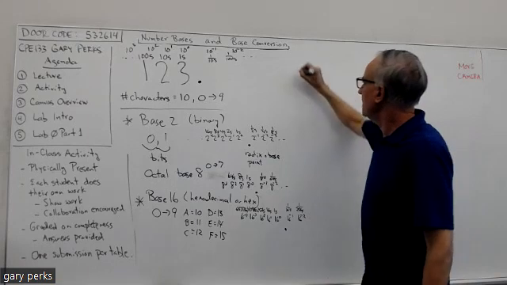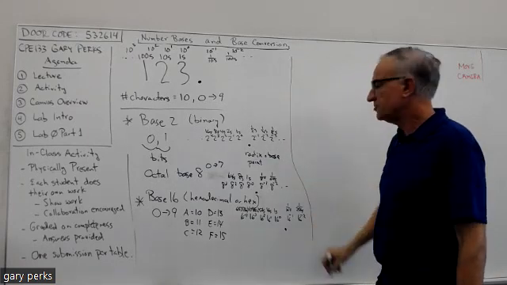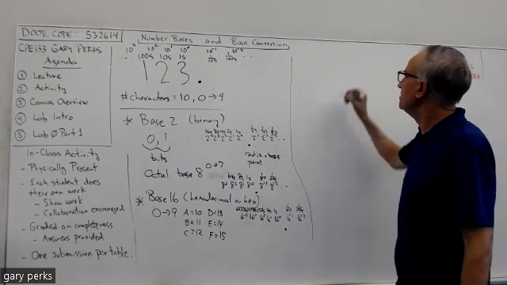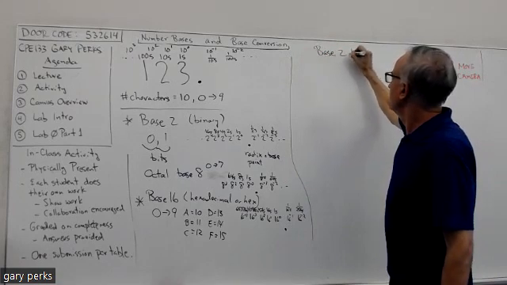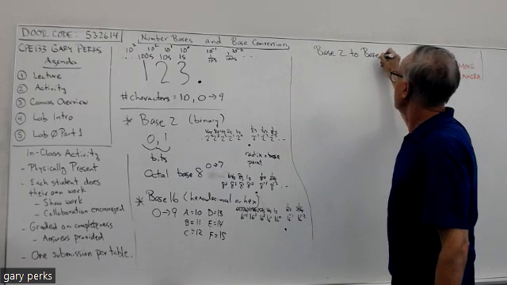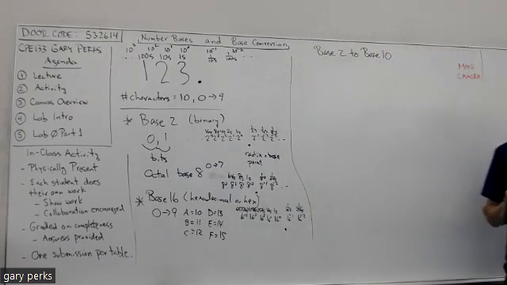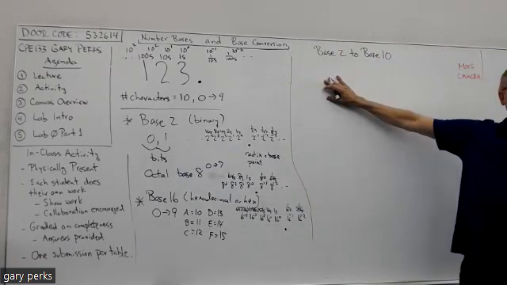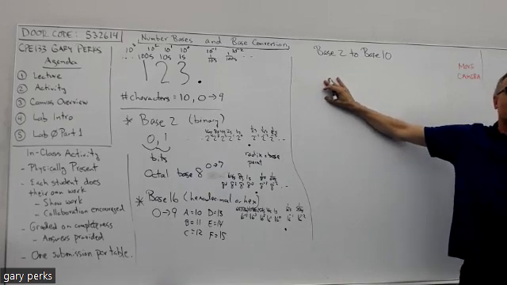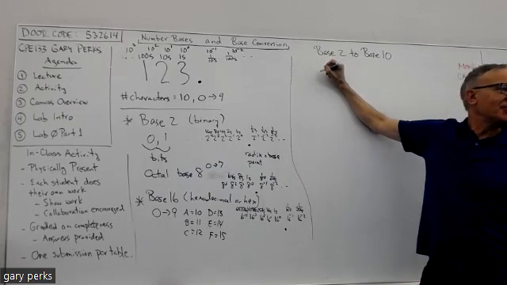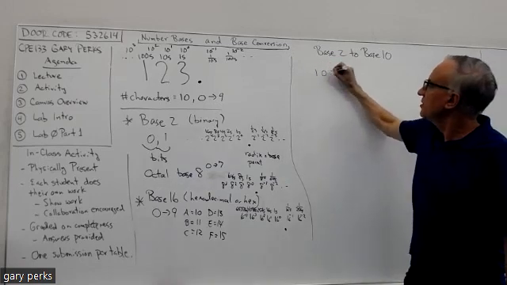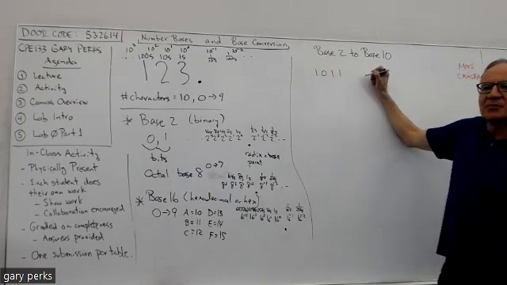Okay, so let's go ahead now and do some base conversion. The first base conversion we're going to do is base 2 to base 10. All right, so give me a base 2 number. Give me some ones and zeros. Anyone? 1 0 0 1. 1 0 1 1. Okay, let's have some more bits.